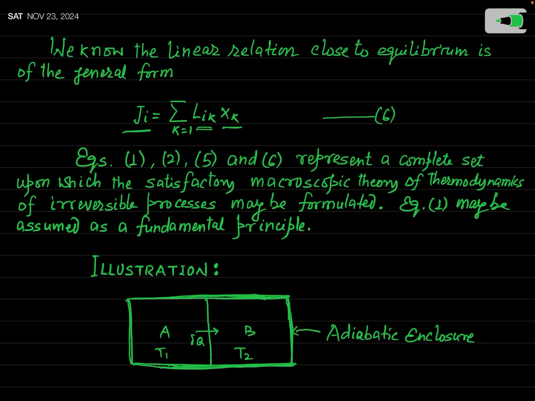Actually, the set of four equations which I have defined in equations 1, 2, 5, and 6, which we have seen earlier, are used to deal with the problem of irreversible thermodynamics. So I have mentioned here that equations 1, 2, 5, and 6 represent a complete set upon which a satisfactory macroscopic theory of thermodynamics of irreversible processes may be formulated. And you will see the use of these equations in my next video, when I will provide you the proof of the Onsager reciprocal relation. Okay.